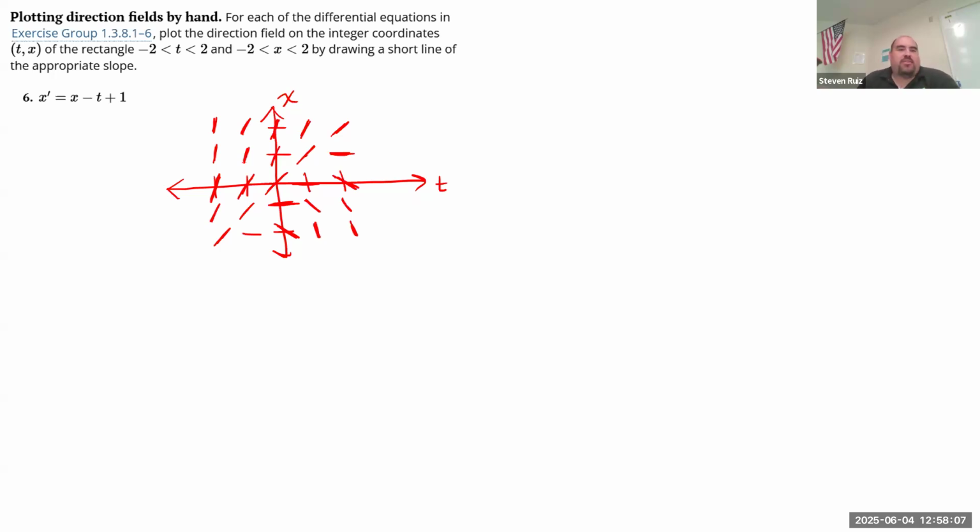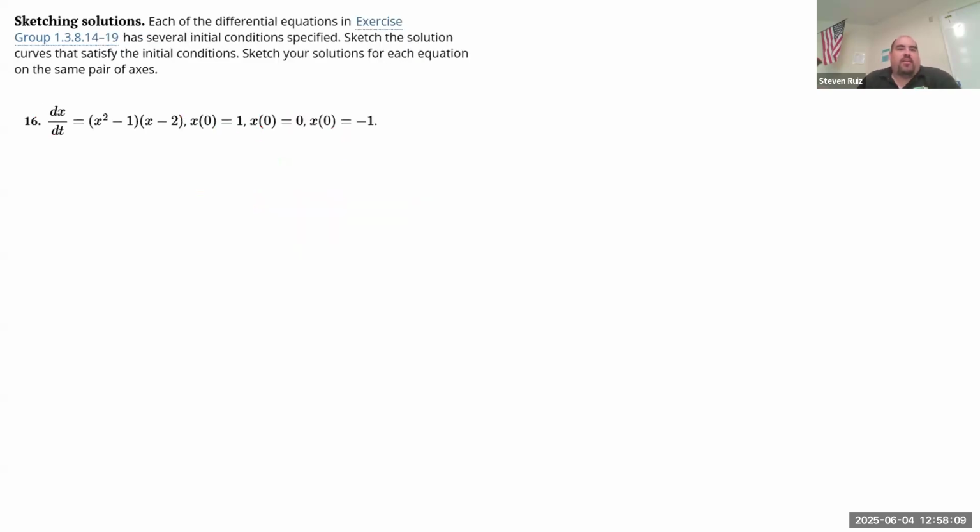All right, moving on to question 16. Each of the differential equations have several initial conditions specified. Sketch the solution curves that satisfy the initial conditions. Sketch your solutions.